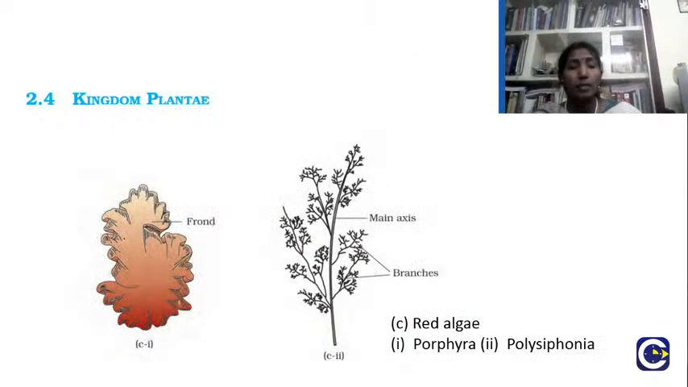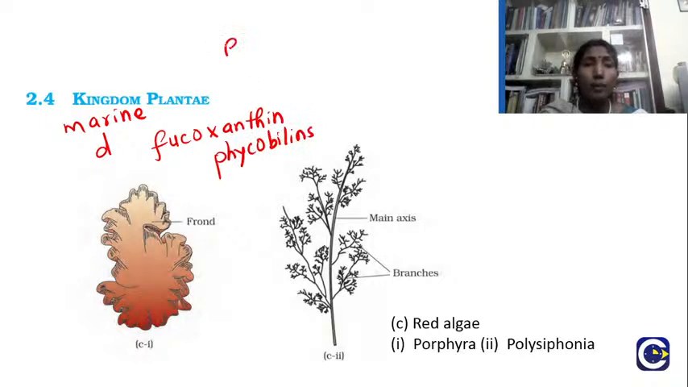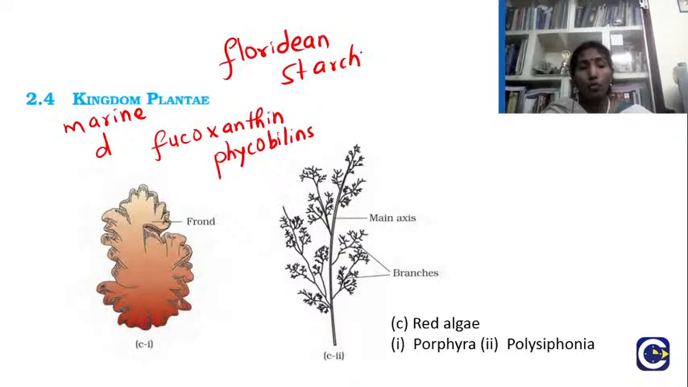When we say red algae, there is nothing more to discuss. They are mostly marine. They have chlorophyll D, which will be there other than A. Apart from that they have phycobilins. The reserve food material will be Floridean starch. That is the characteristic color. And their motile stage will not be present in red algae. Remember that.